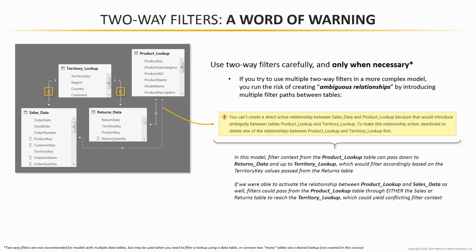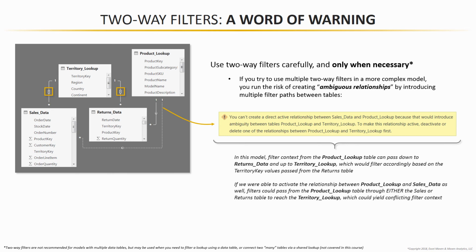So that's what we mean by ambiguity. Both can't be true at the same time, and all we end up doing is confusing Power BI and confusing that territory lookup table in a way that prevents our model from producing or yielding meaningful values. So as a result, Power BI forces you to keep one of those relationships inactive so that you can't possibly pass conflicting filter context to the same table.